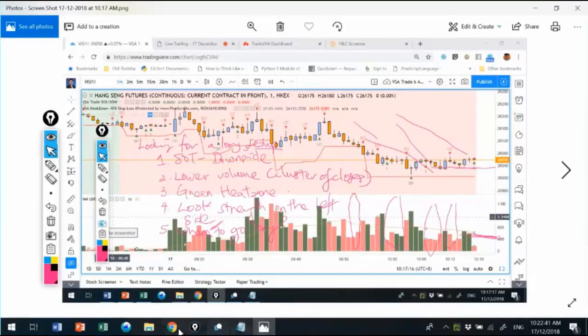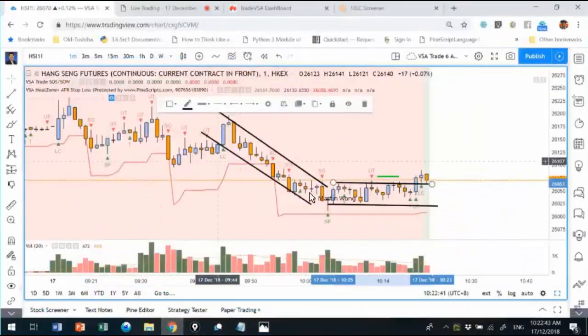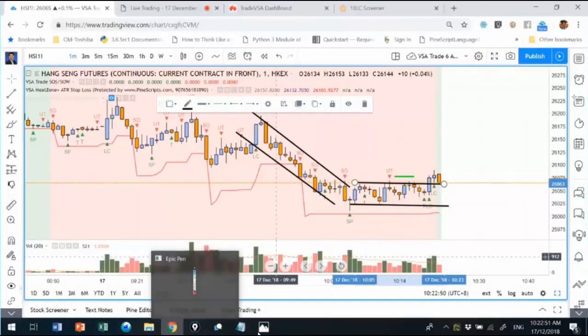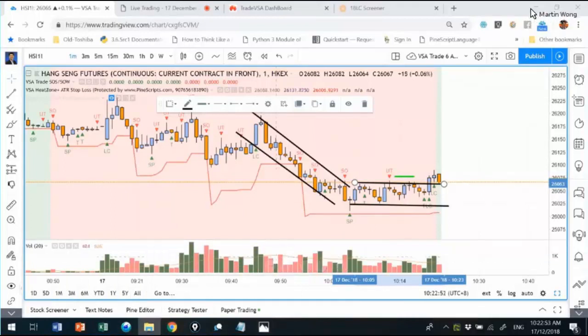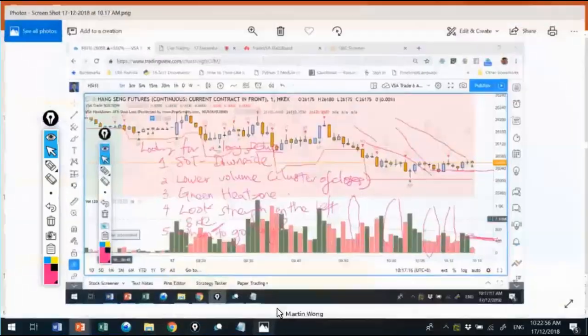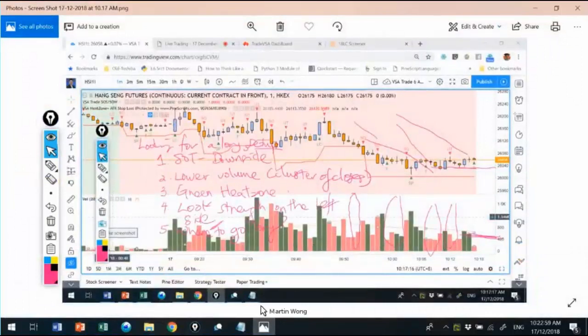We got SOT, right? So we've done the SOT, and what will we have next? Going back to the picture again, then we got the lower cluster of closers. Did we see any cluster of closers? And then the green hit zone. Look for strength on the left-hand side and where to go long.